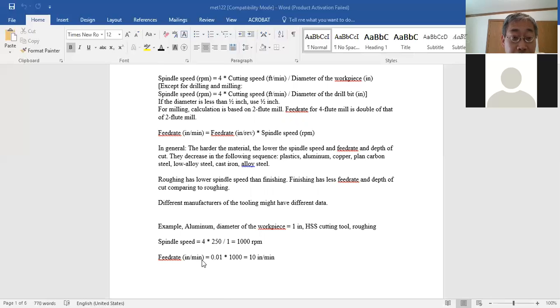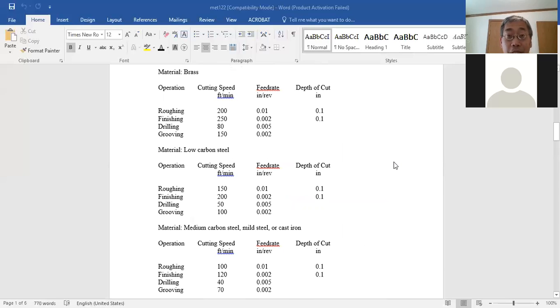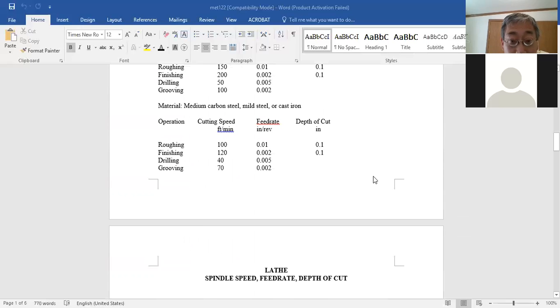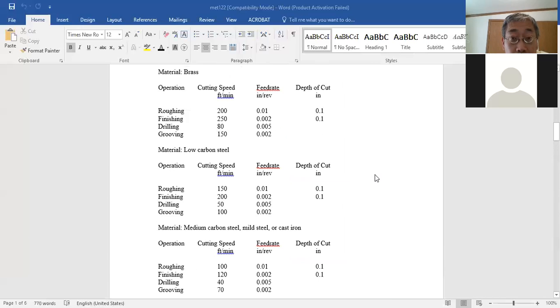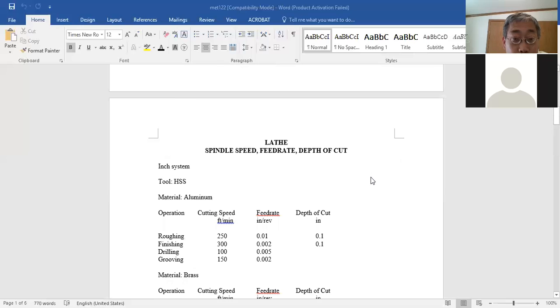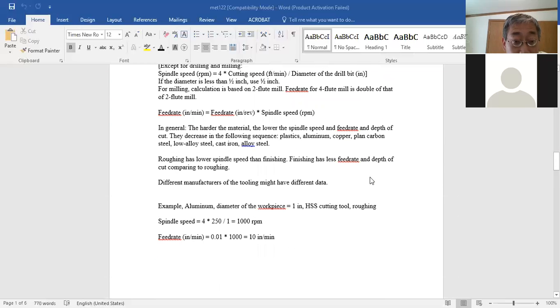And then feed rate, your 0.01 times 1,000 RPM. Where does this 0.01 come from? It comes from the table here. Oh, not 0.01, 0.1. Oh, I must have made a mistake. It's 0.1. So you can actually have 100 inch per minute feed rate.